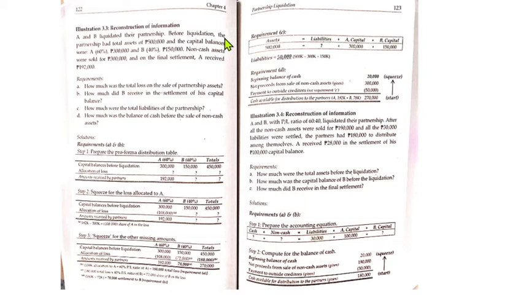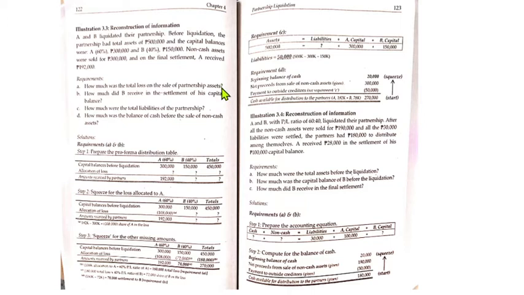So A and B liquidated their partnership. Before liquidation, the partnership had total assets of 500,000 and capital balances for A 300,000 and B 150,000. Non-cash assets were sold for 300,000 and on the final settlement, A received 192,000.